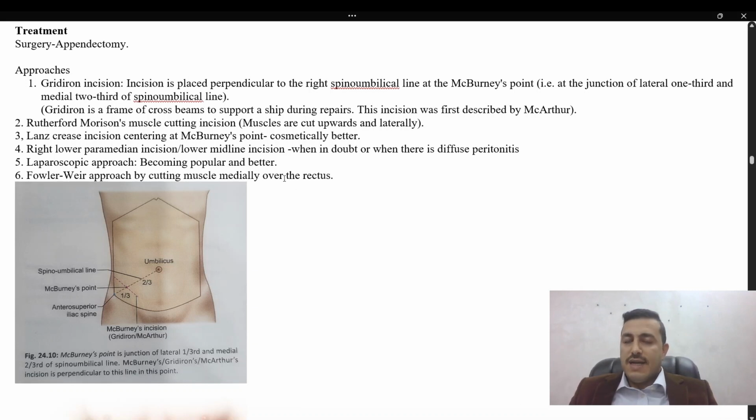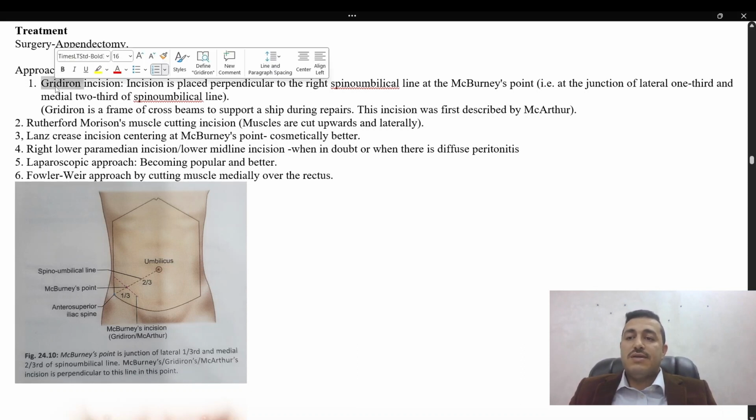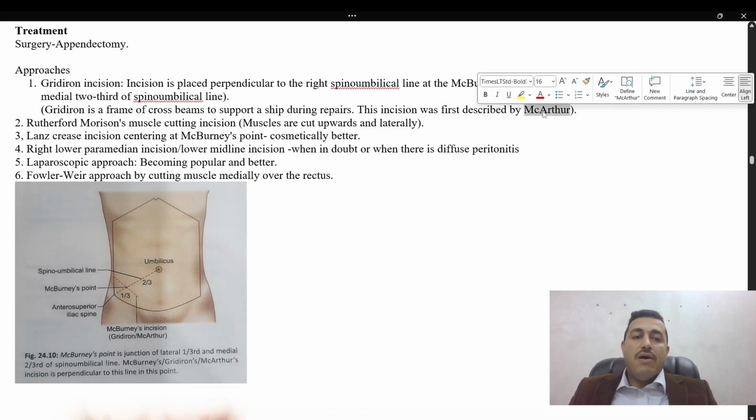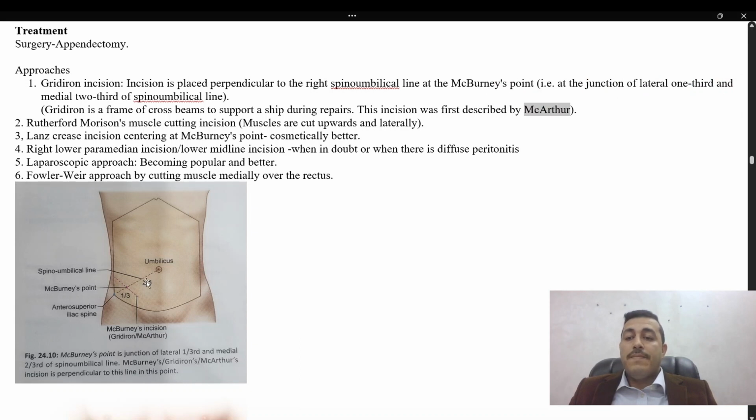First of all, the classic treatment, appendectomy. We have multiple approaches or skin incisions. Of them, the most classic, the most popular, is the gridiron incision, also known as the McBurney incision, also known as, I think, the McArthur incision. These are on the line between the umbilicus and the anterior superior iliac spine.